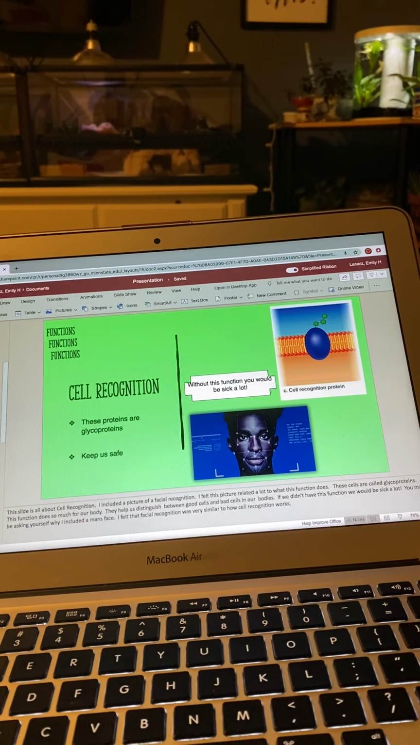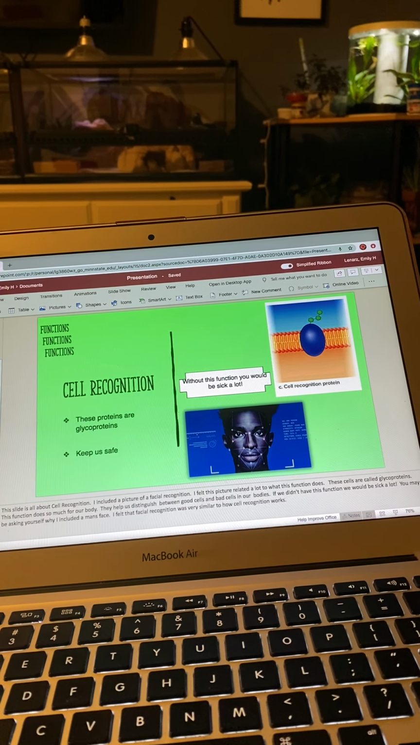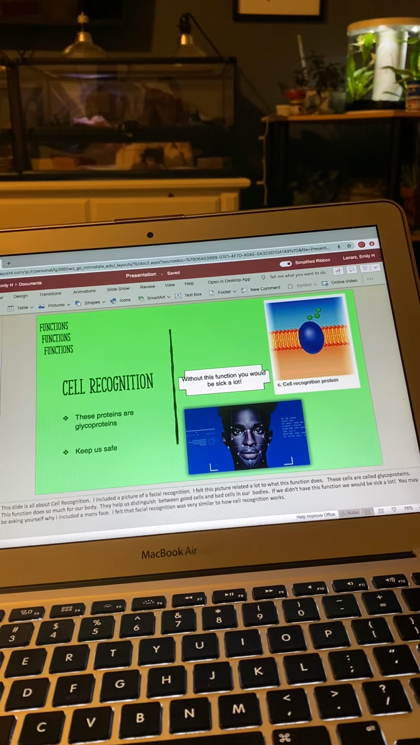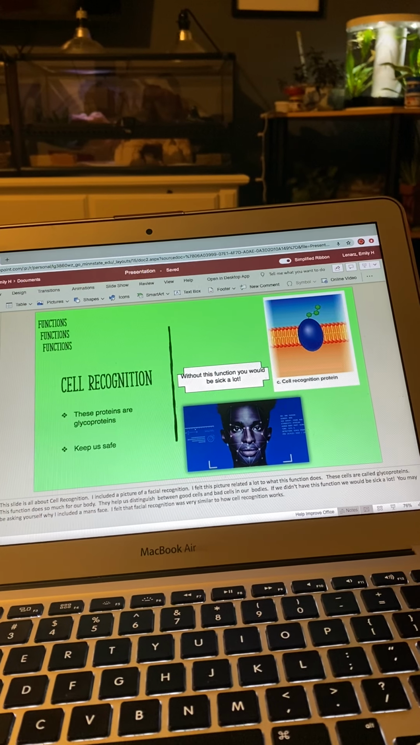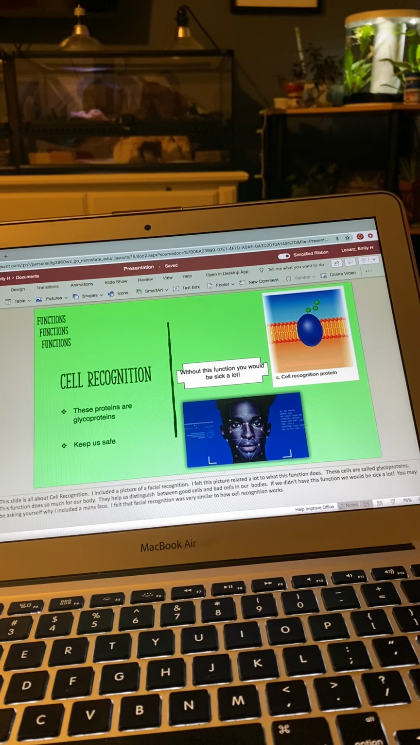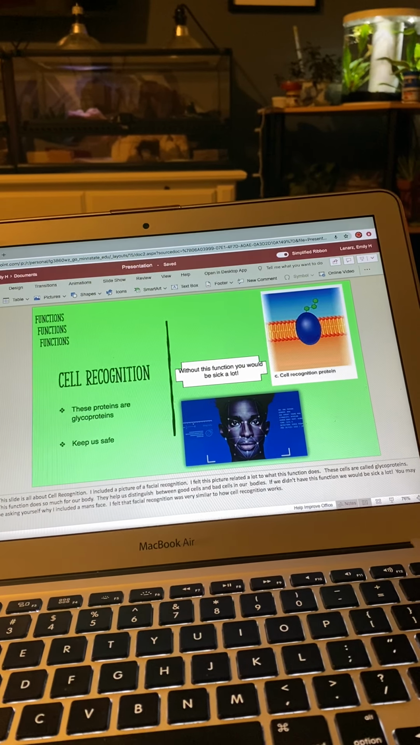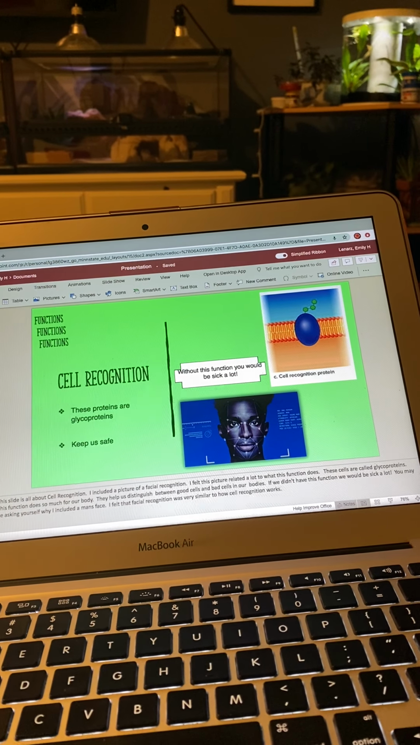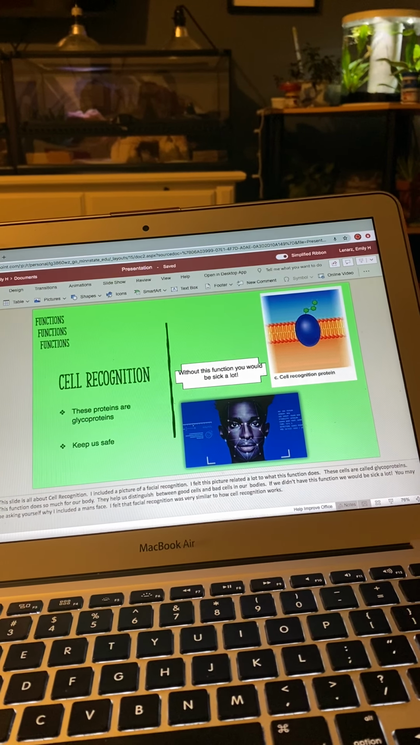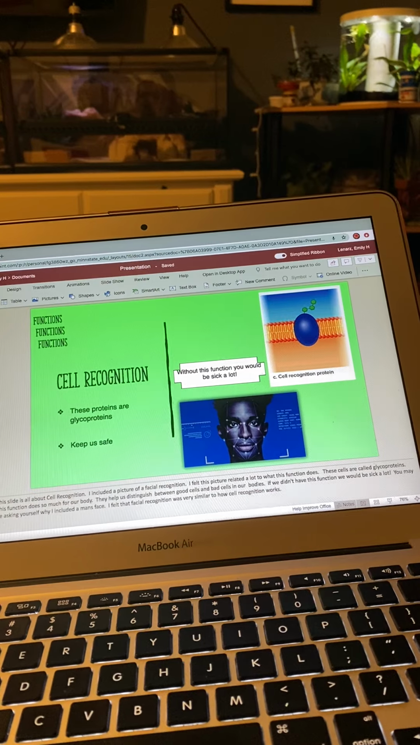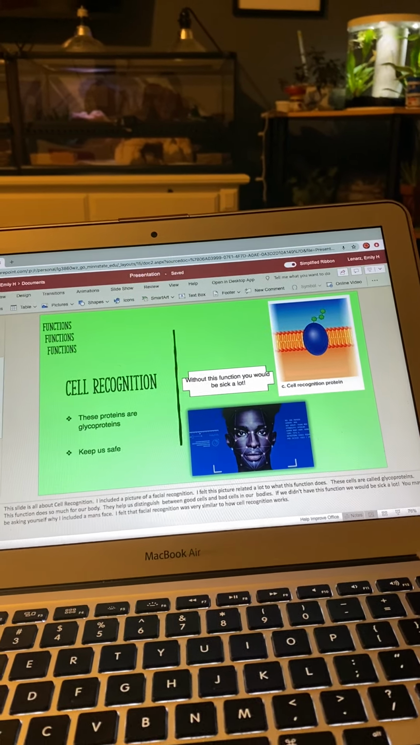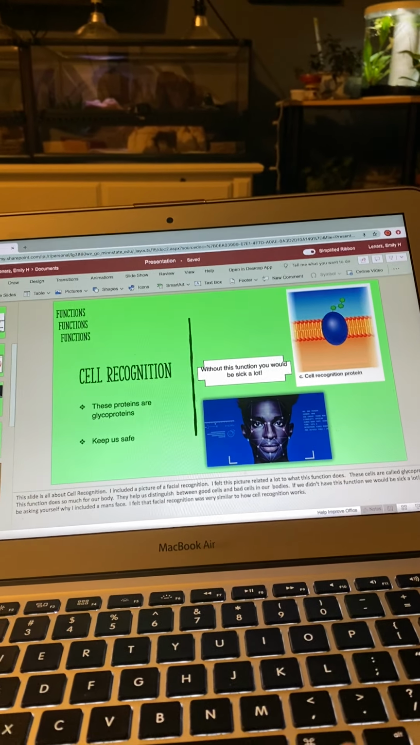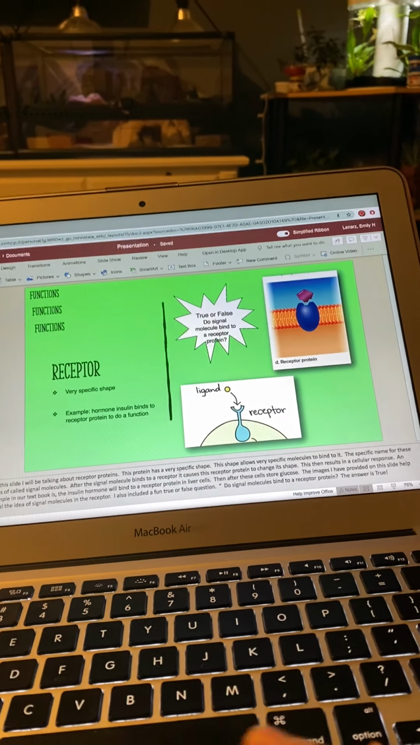Cell recognition. This slide is all about cell recognition. I included a picture of facial recognition. I felt this picture related a lot to what this function does. These cells are given glycoproteins. This function does so much for our body. They help us distinguish between good cells and bad cells in our body. If we didn't have this function, we would be sick a lot. I felt that facial recognition was very similar to how cell recognition works.